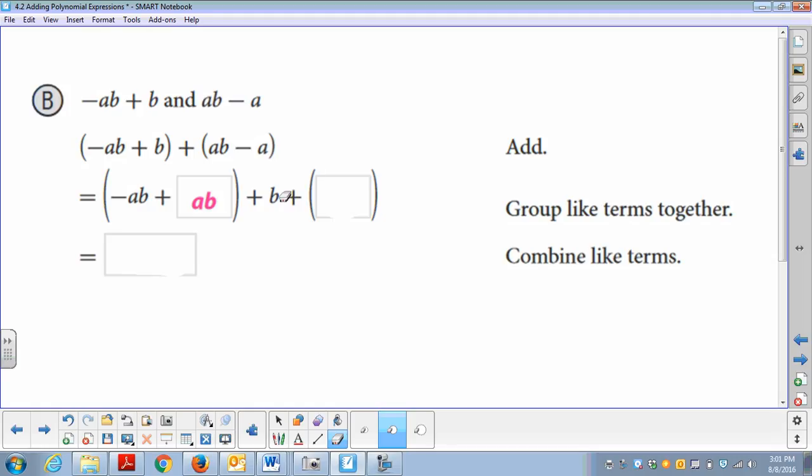All right, so next I have my B term here, which comes from here. And this last term here would be negative A. So these two are by themselves because they don't have any like terms. Now we will combine these like terms and put everything else together. Well, if you have a negative AB plus a positive AB, that's going to get you no ABs left. So that's going to only leave B minus A. And that's our final answer.